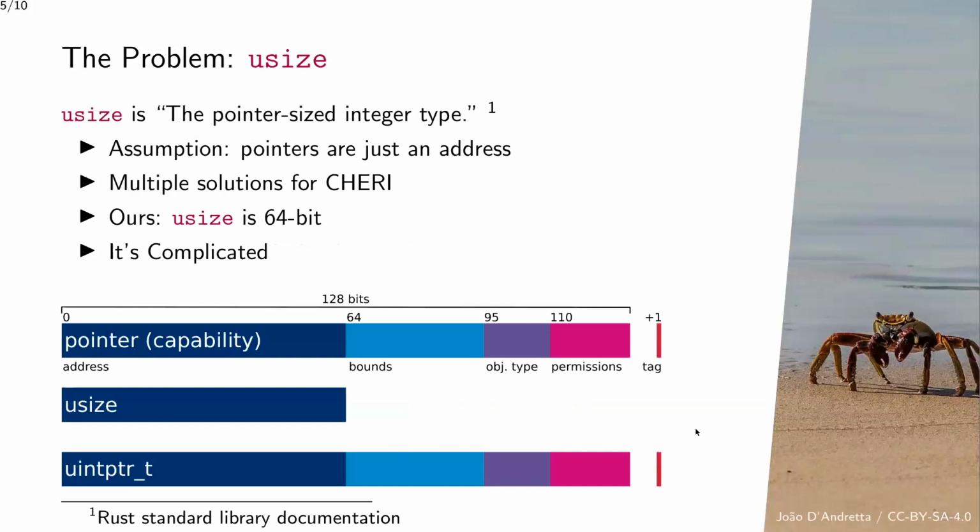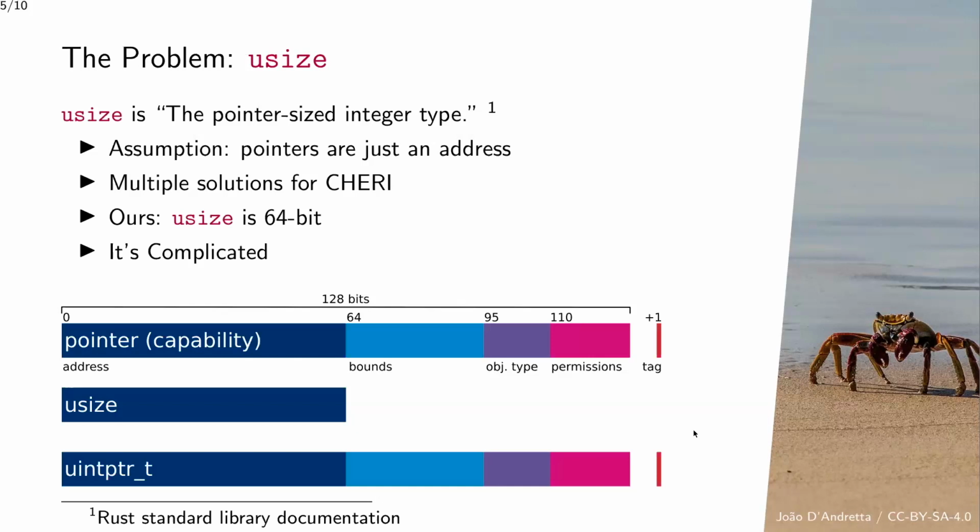So the journey to make this happen, the big central problem that comes up is a type in Rust called usize. This is an unsigned integer type, and as per the standard library documentation, usize is the pointer-sized integer type. This is coming from a language designed for x86 and ARM conventional architectures, where a pointer is just an address. So this assumes that a pointer is just going to be an address.